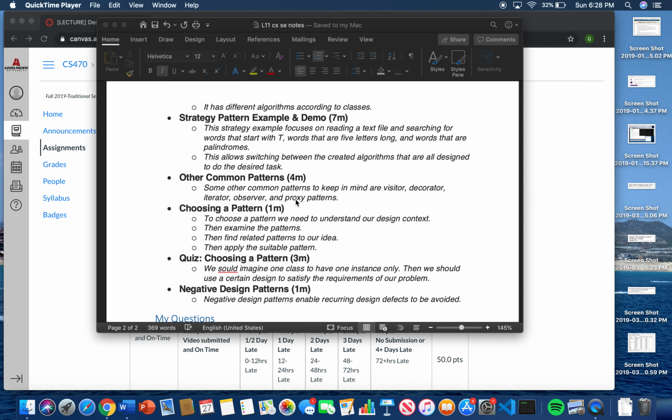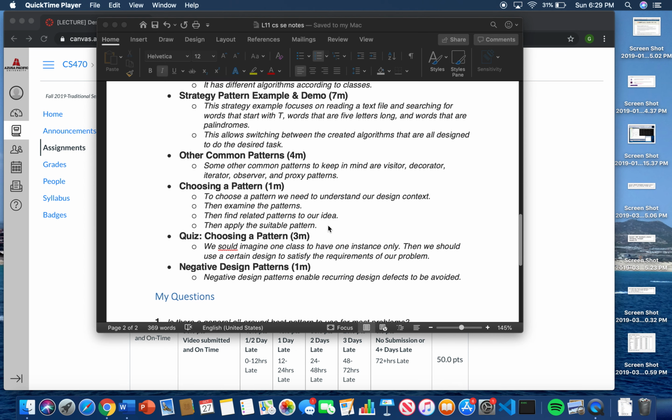Some other common patterns are visitor, decorator, iterator, observer, and proxy patterns. In choosing a pattern, I found that we need to understand our design context. We need to examine the different patterns from the catalog. We need to find related patterns to our idea specifically, and then apply the suitable pattern to our idea.